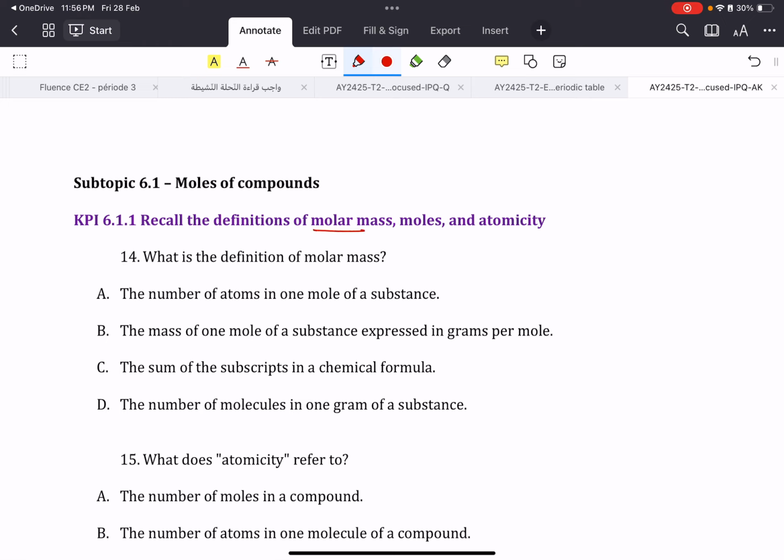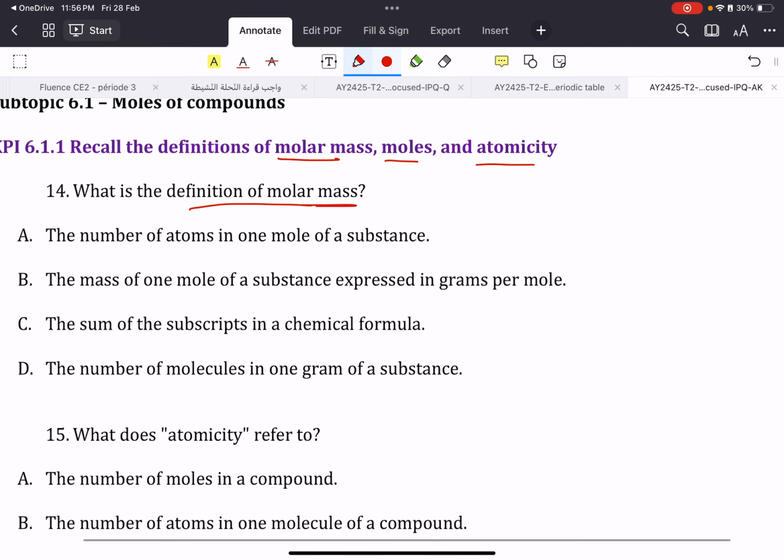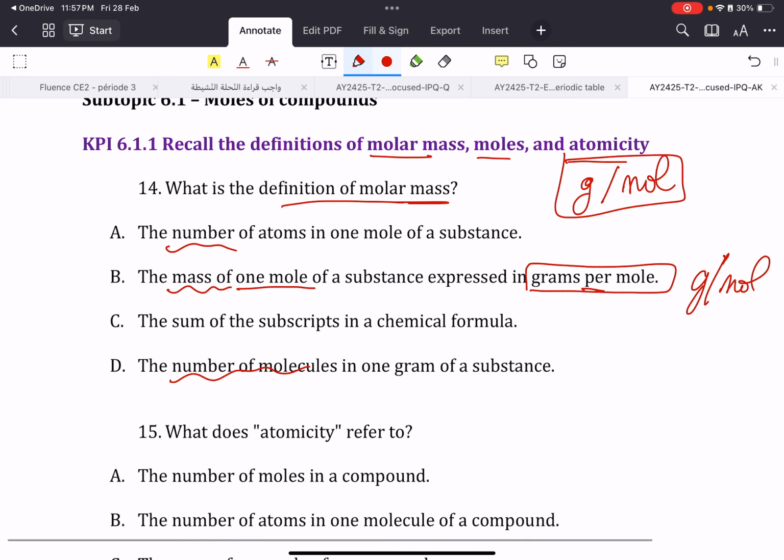Definitions of molar mass, moles, and atomicity. What is the definition of a molar mass? Molar mass is the one that we calculated from the periodic table. And the unit is always grams per mole. So it's the mass, not a number, we're not counting. It's the mass of 1 mole of a substance, expressed in grams per mole. So here's the answer.